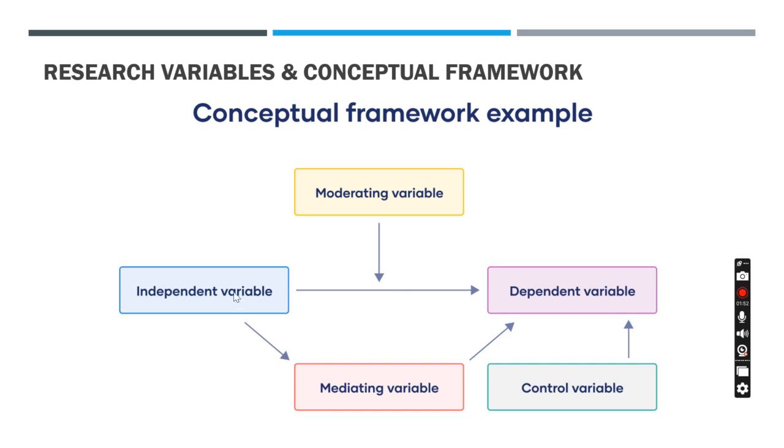The mediating variable, as you see, helps us understand why or how the independent variable affects the dependent variable. It's in the middle, it mediates between them and helps them come together. If you don't use the mediating variable, we cannot understand why the independent variable affects the dependent variable. And the control variable can affect the dependent variable, or make the dependent variable's value different.